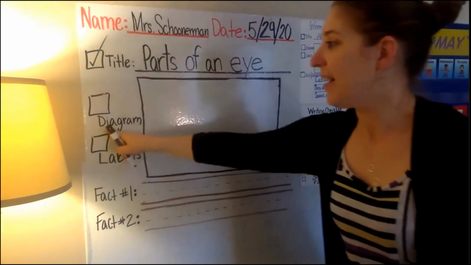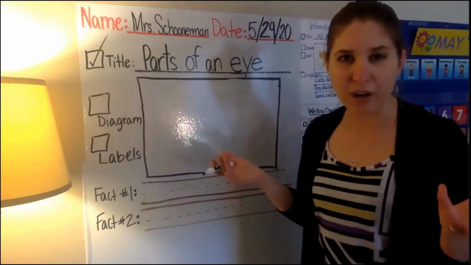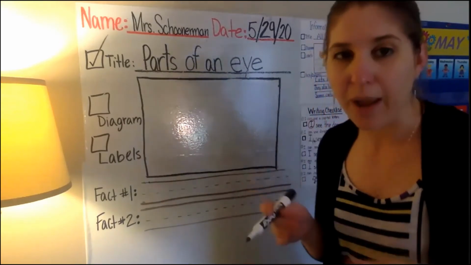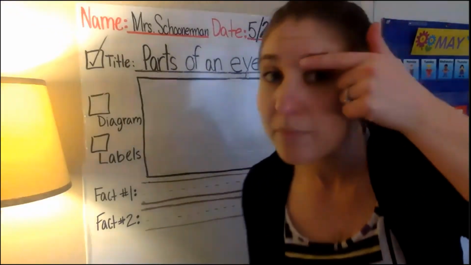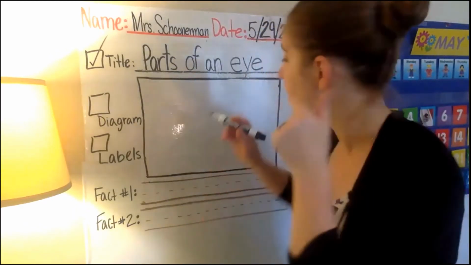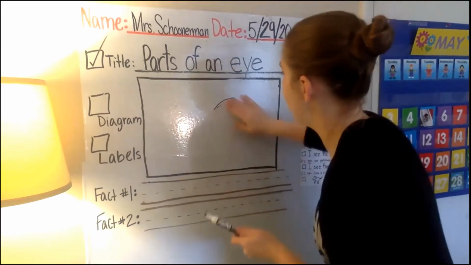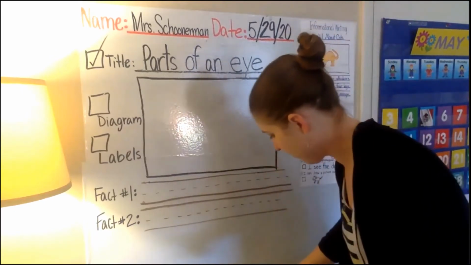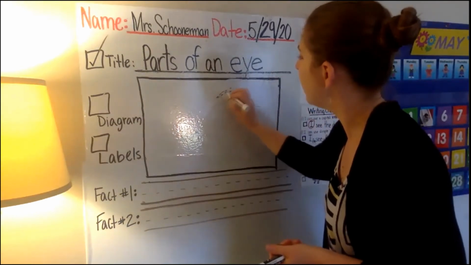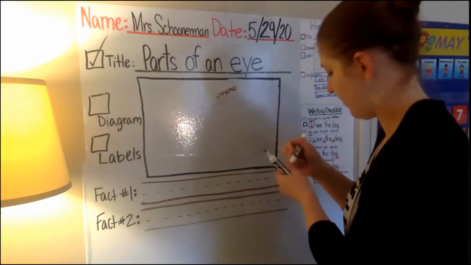Check. All right, next thing is the diagram. We need to draw a picture to show what the parts of an eye are. Okay, so part number 1, the parts that protect the eye. So eyebrow, I'm going to draw that first. Oh, I should use brown. My eyebrows are brown. And they're like little hairs, just tiny little hairs. That's what the eyebrows are made of.